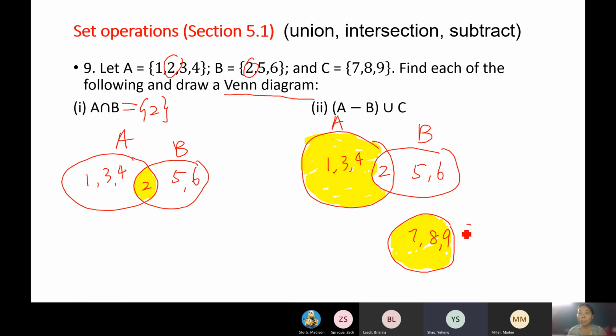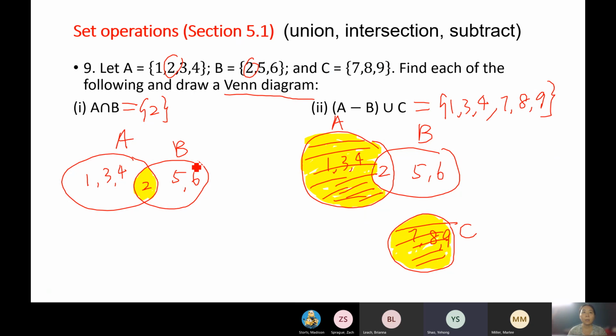So let me mark C here. We write the answer: what's in the shaded area? 1, 3, 4, 7, 8, 9. Okay, so this is how you should draw. If you don't have a highlighter, just shade it this way. Shade here, and shade here. Okay. Questions?